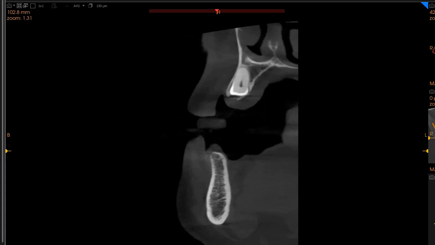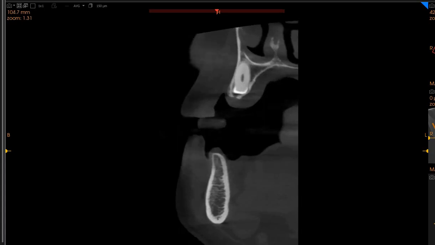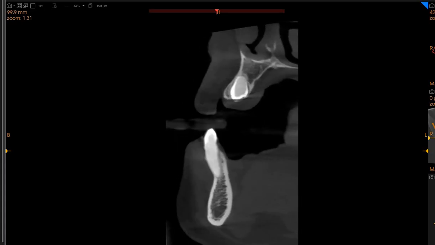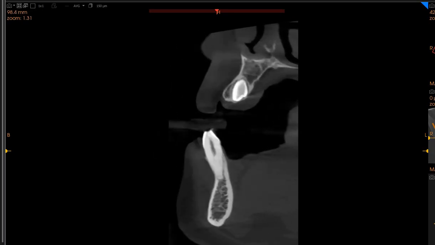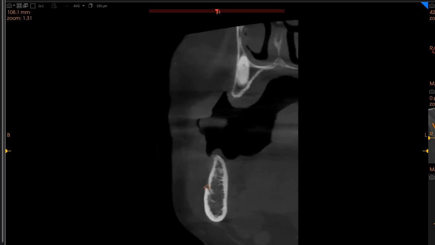We've got an impacted canine in the upper left quadrant, and this is covering up all the bones. So this tooth will need to be extracted and grafted prior to implant placement.